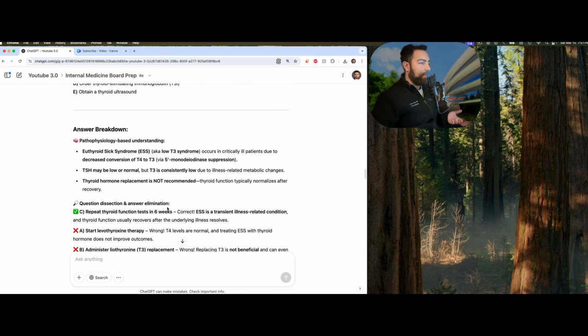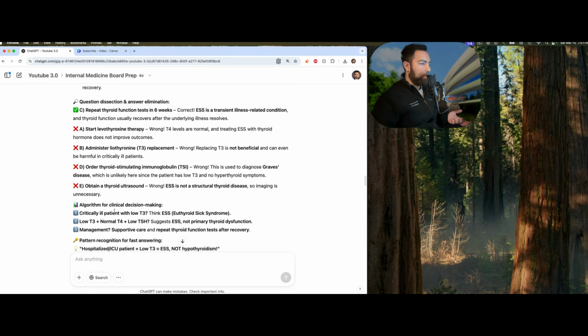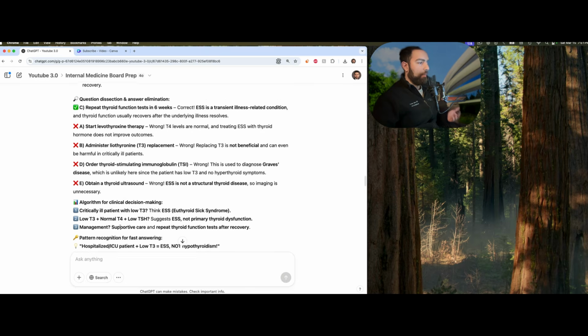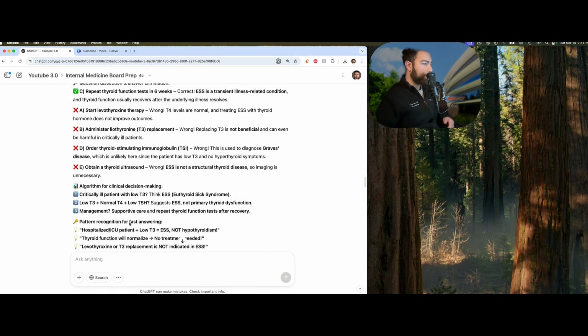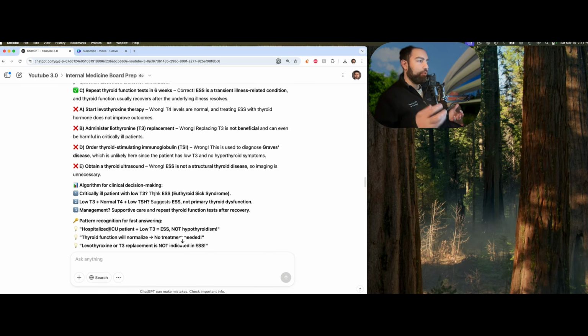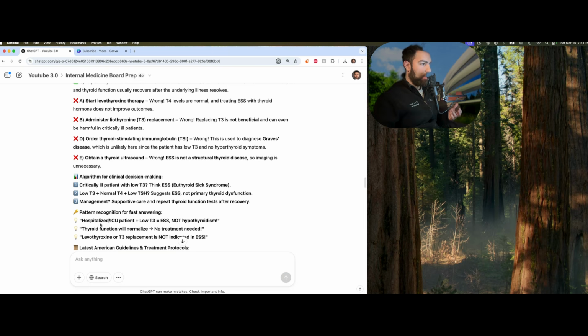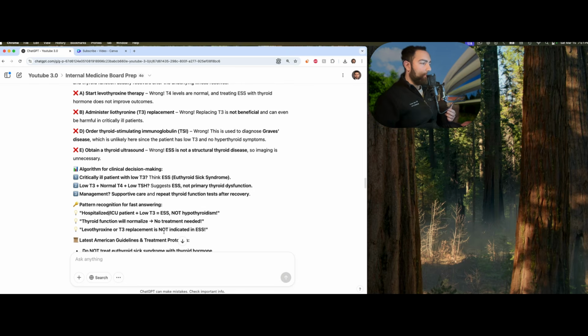And in this case, you think that this is ESS and not a primary thyroid dysfunction. The management is supportive. You repeat the thyroid function test after recovery. But you can just imagine how many ways boards can ask this question. So pattern recognition, just remember this: a hospitalized patient with low T3; if they don't give you low T3, you ask for it. Thyroid function will normalize, so no treatment will be needed, and do not replace it.